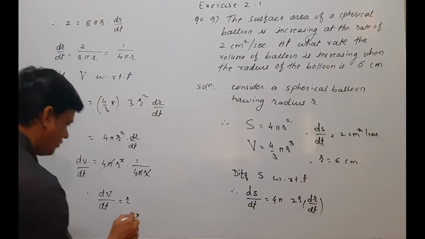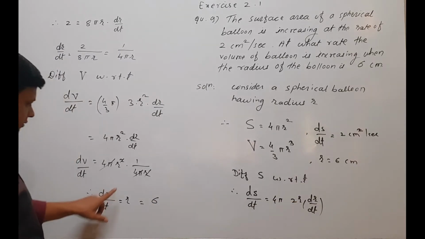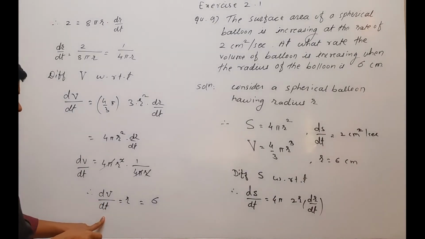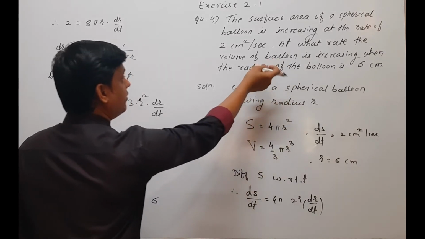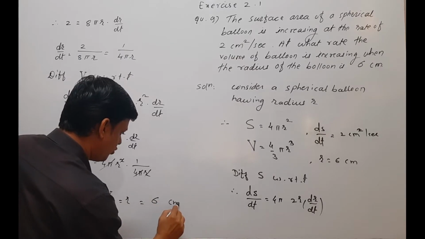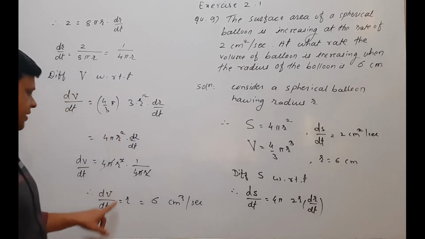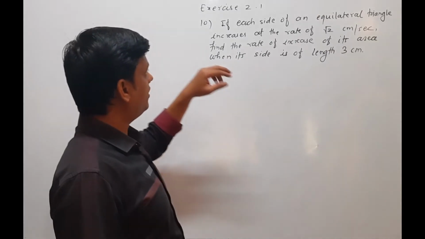So we replace this r by 6. So we get here dv by dt. Now v is volume, so for volume we write cubic form, and the given value is in centimeter. So we write here cubic centimeter per second as the rate of change of volume when the radius is 6 centimeter. Now say question number 10.